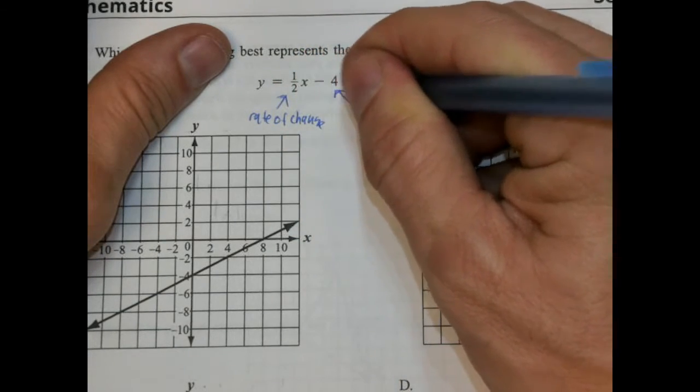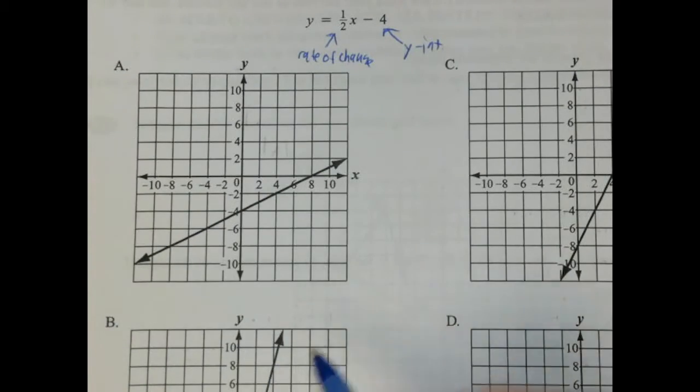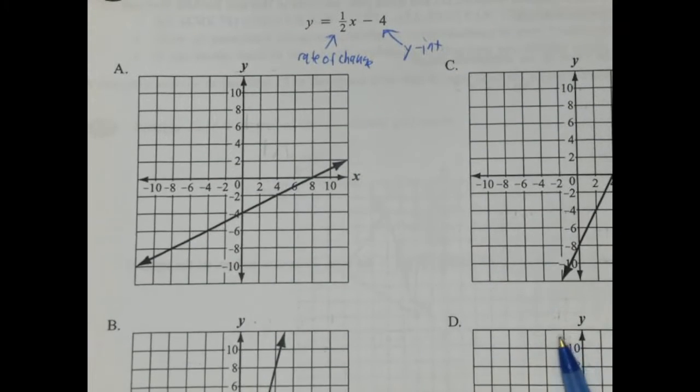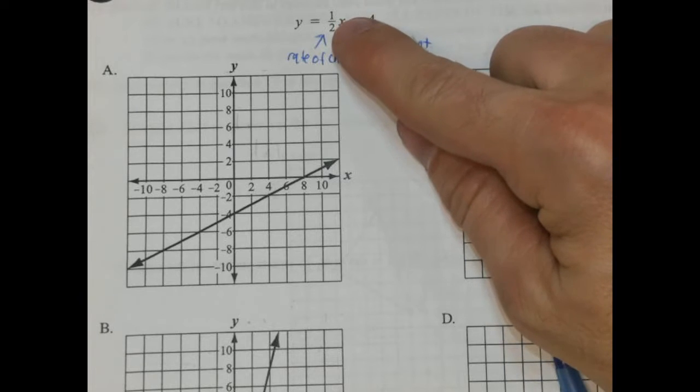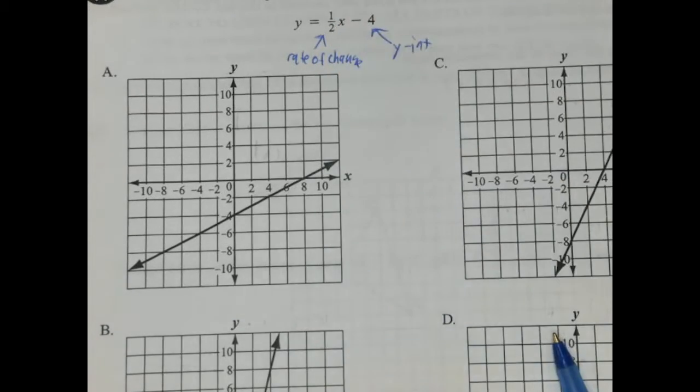And here we have the y-intercept, let's see if I can speak today. So we're looking for a line that crosses the y-axis at -4, and it has a positive rate of change where the y value is increasing by 1 and the x value is increasing by 2. So we're going up 1 to the right 2 or down 1 to the left 2.